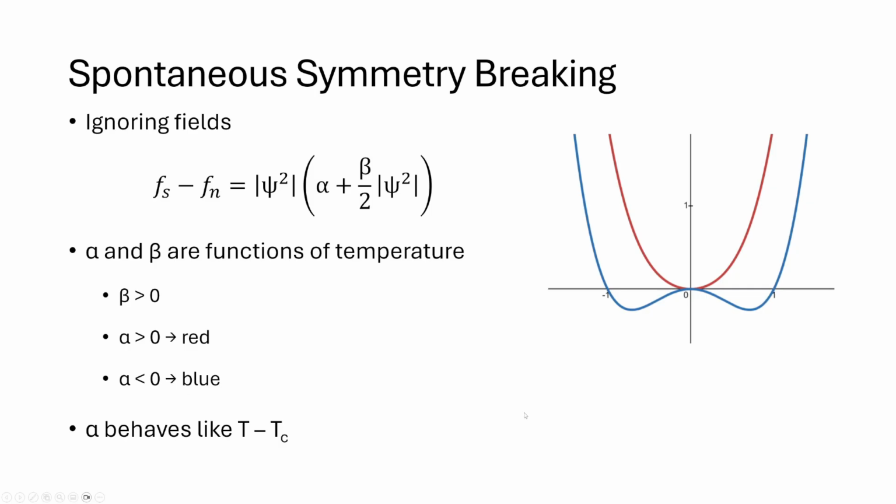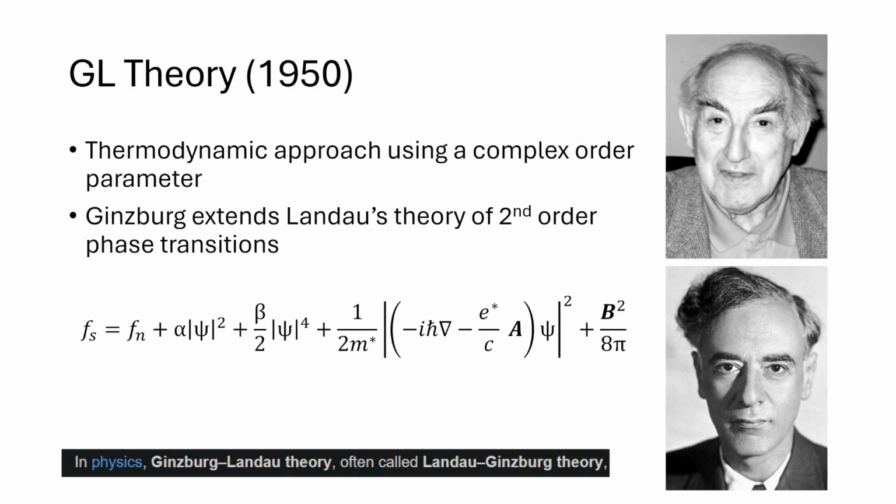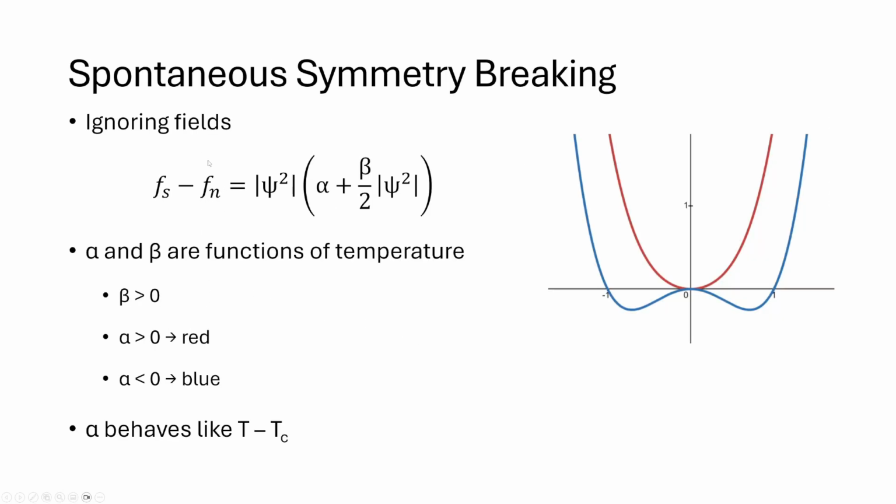Okay, so spontaneous symmetry breaking is what's important here. And I said it was a phenomenological model, which means they sort of observed what happened and then built it up from there, as opposed to deriving it in some way. So ignoring fields, which is these two terms, if we subtract the normal phase, we can get this equation for the free energy, where alpha and beta are functions of temperature.